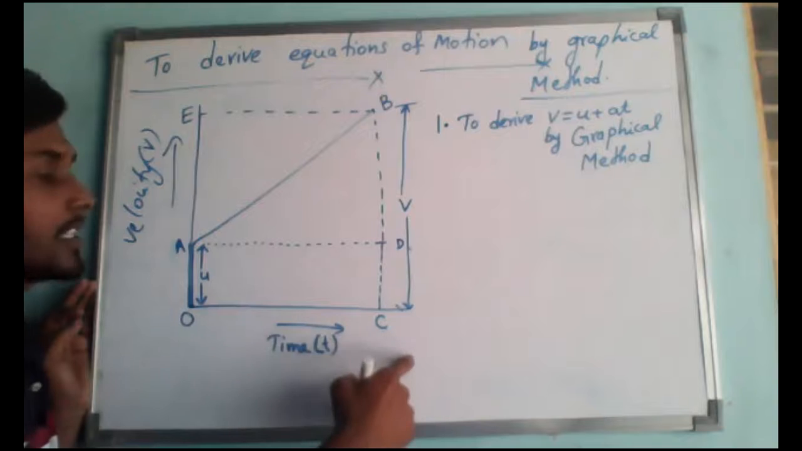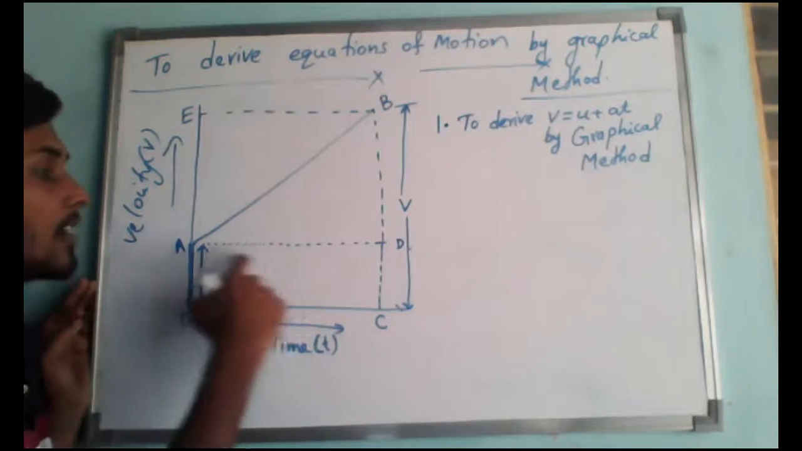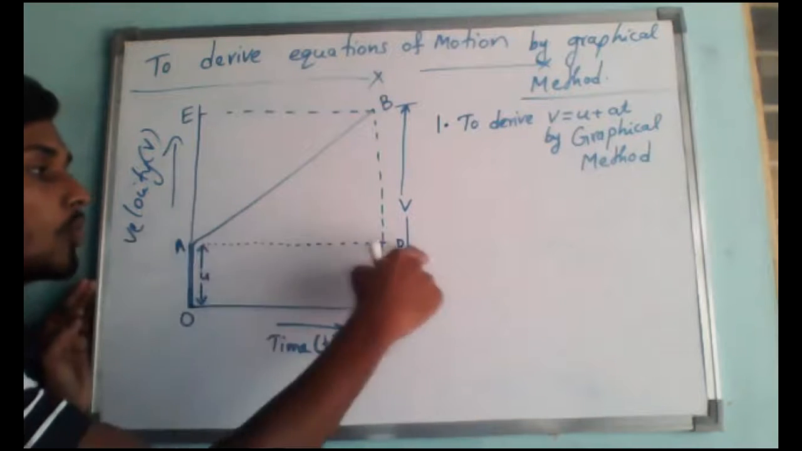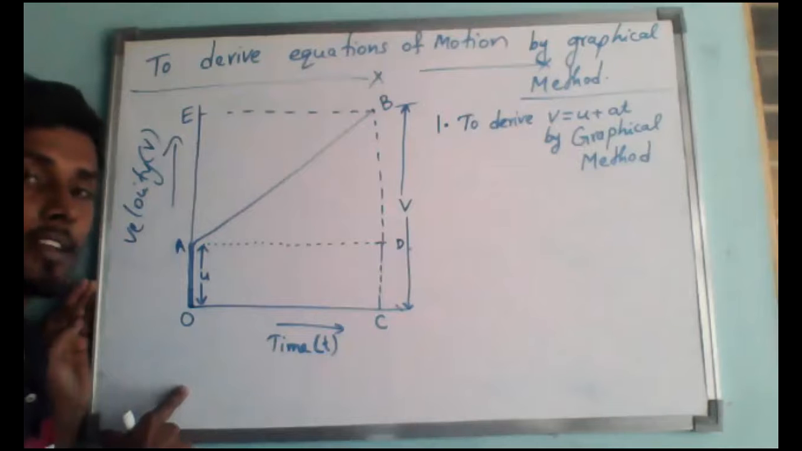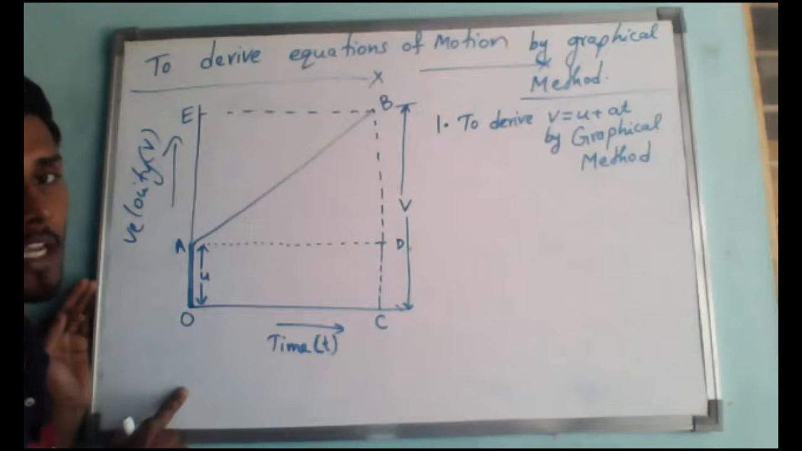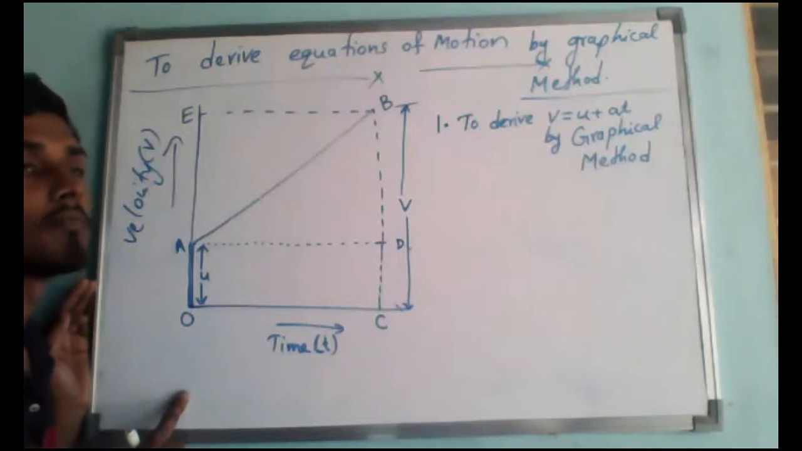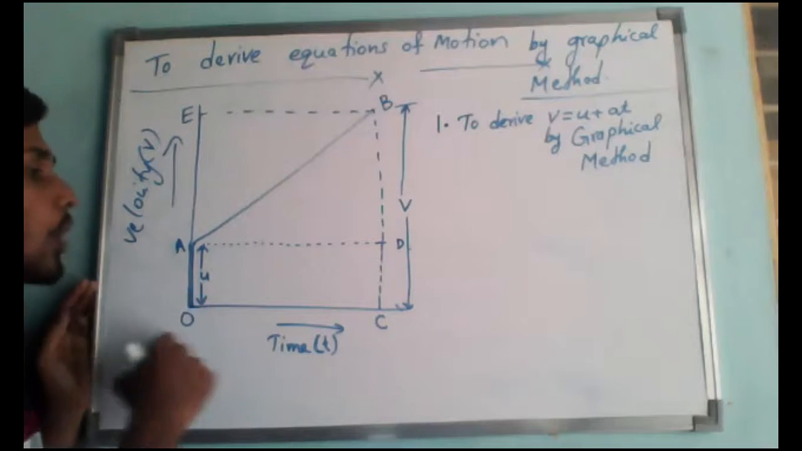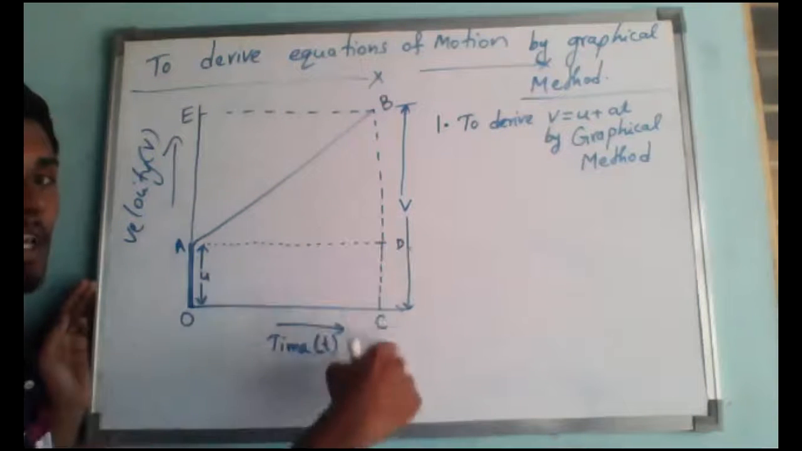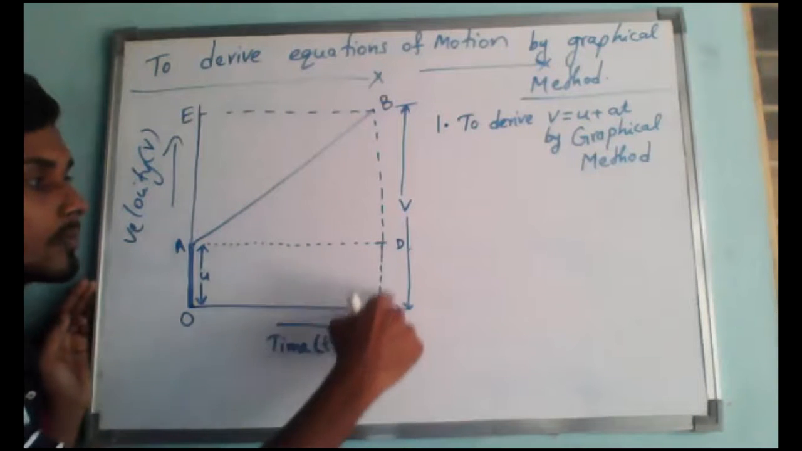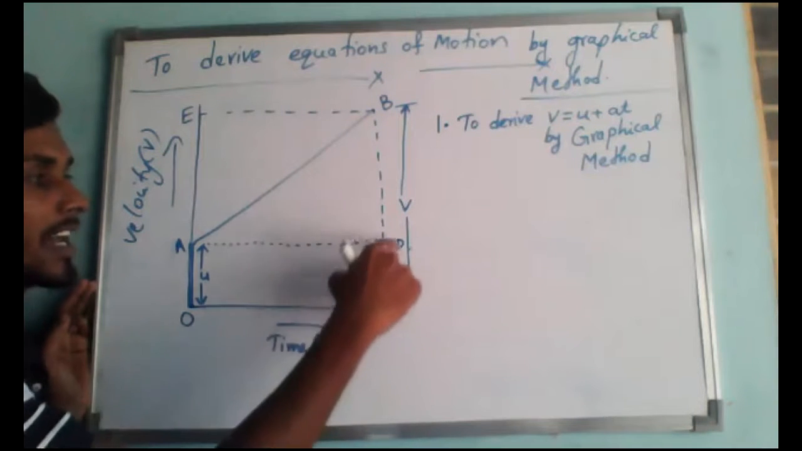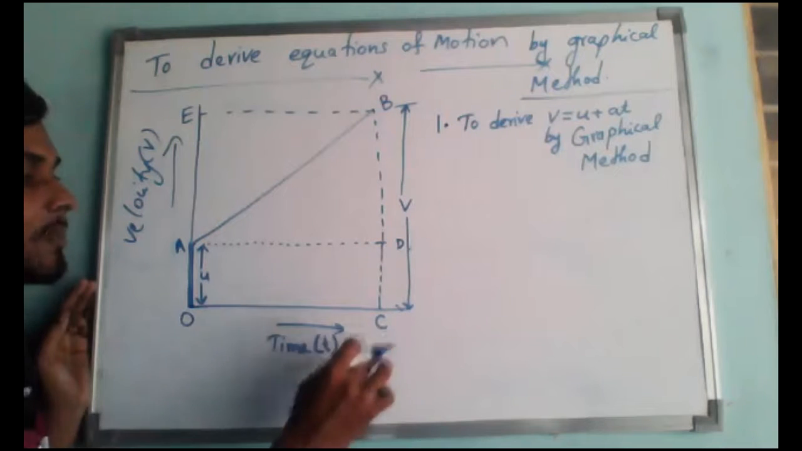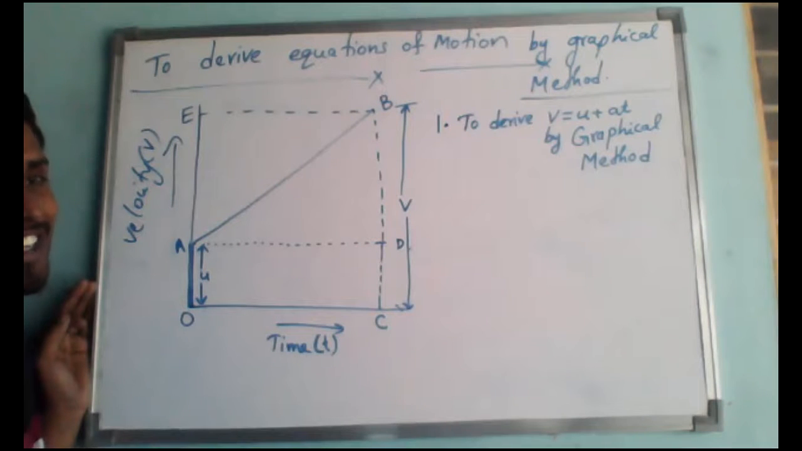Now OC is parallel to whom? OC is parallel to AD. That means AD is also equal to time. Is it yes or no? Yes, sir. As well as OA is parallel to CD. So that is also equal to the initial velocity. Yes or no? Yes, sir.